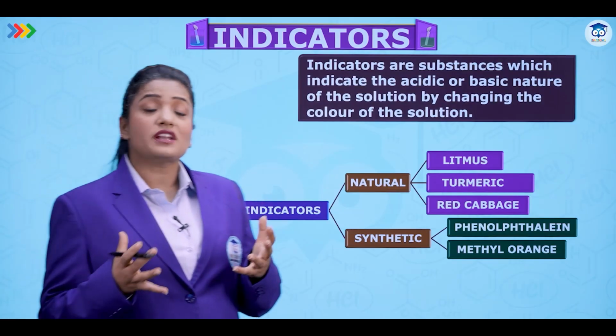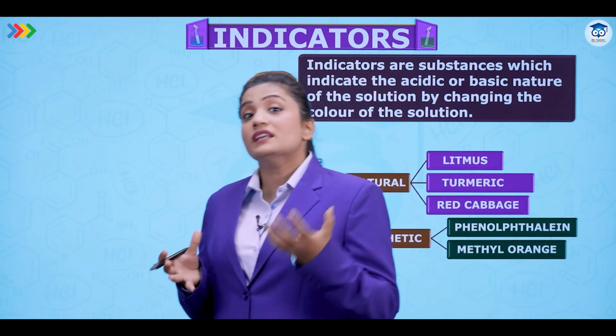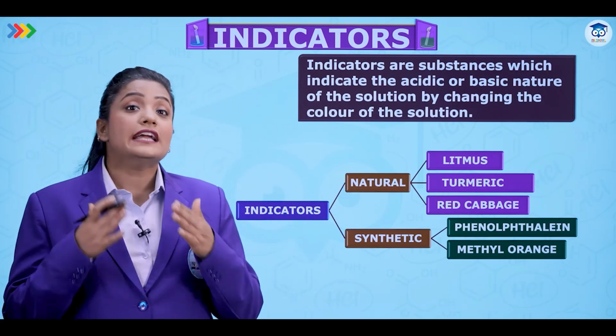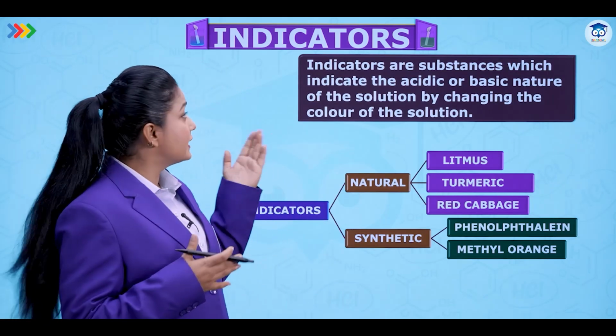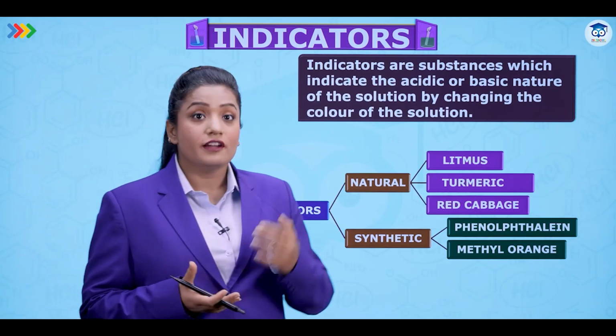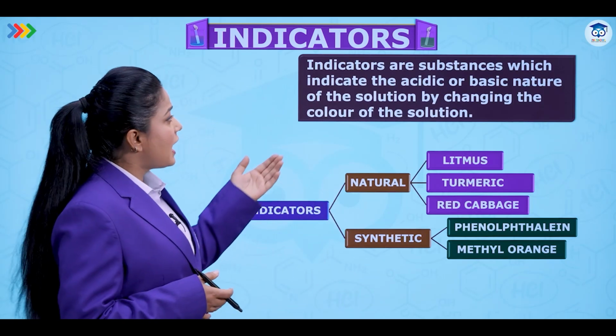Now, since we are talking about acid, bases and salts, we need to understand how we are going to identify whether a given substance is an acid or a base. For this, we require indicators. Well, what are indicators? Indicators are the substances that help us to identify whether the given substance is an acid or it is a base.